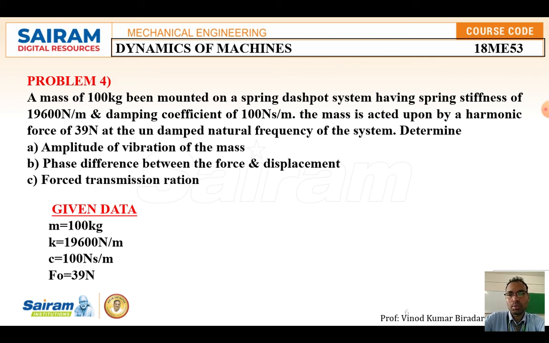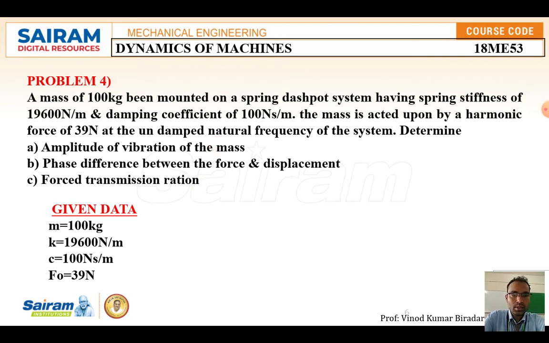So next, problem number 4: a mass of 100 kg is mounted on a spring damper system. That means a spring, a mass and a damper are given. It has a stiffness of 19,600 Newton per meter and damping coefficient C equal to 100 Newton second per meter. The mass is acted upon by a harmonic force, that is a sine and cosine wave force, of 39 Newton at the undamped natural frequency of the system. Calculate the following three quantities.